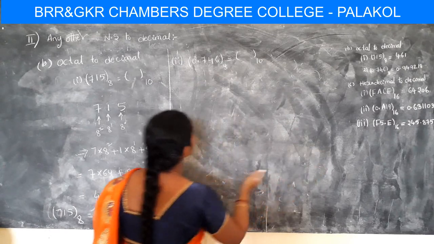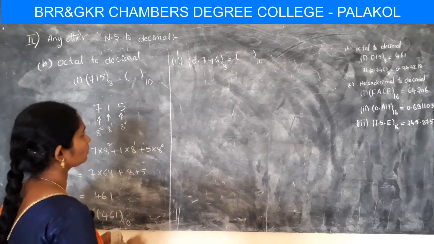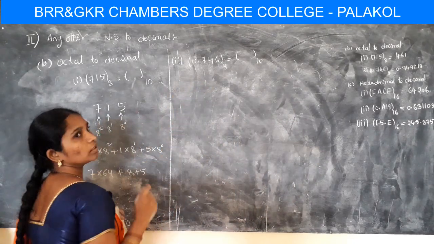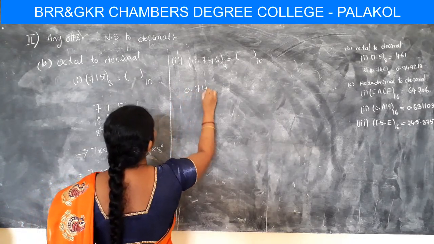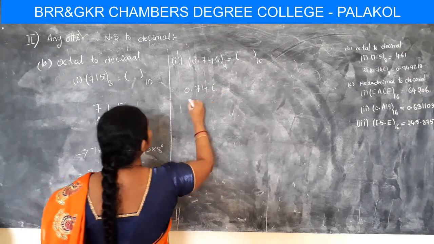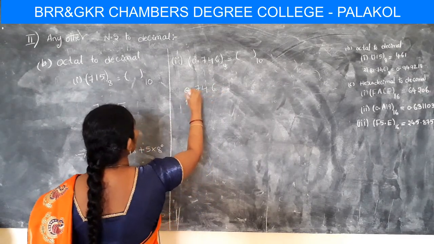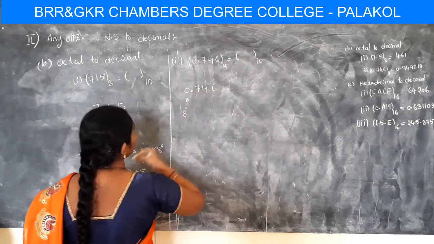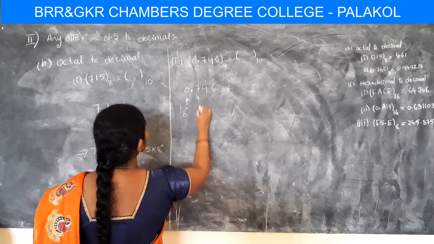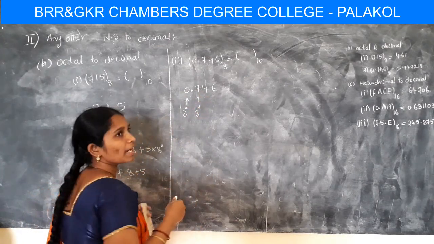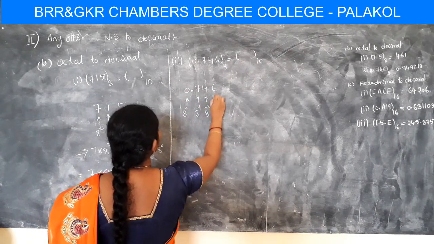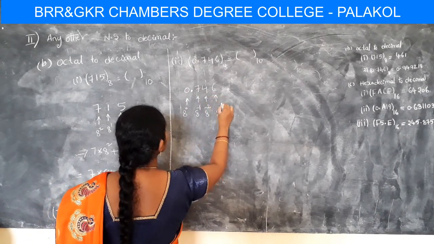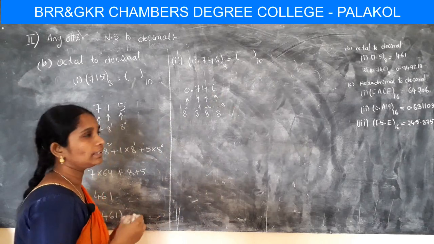So here, what is the process? Here the number is 0.746, and this is a decimal point. Therefore, this is 8 power 0, and after that it is 8 power minus 1, after that 8 power minus 2, and after that 8 power minus 3.